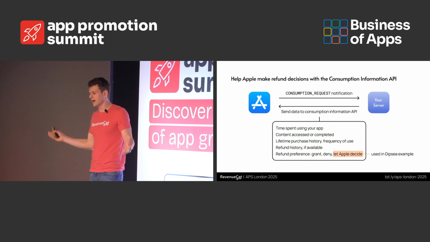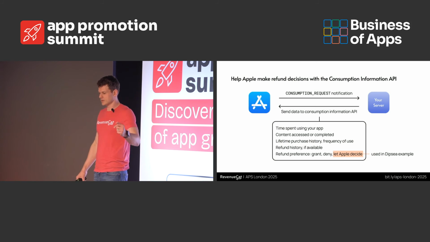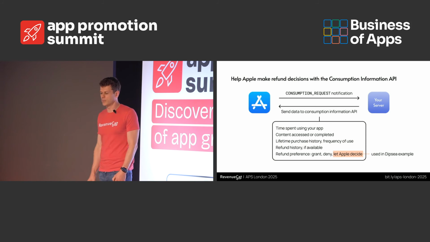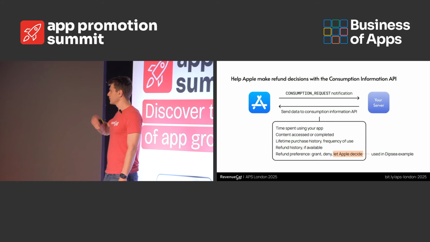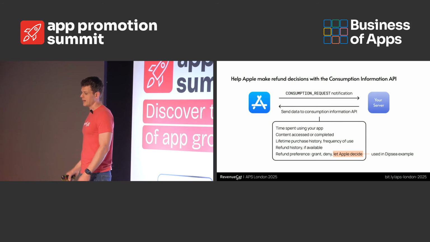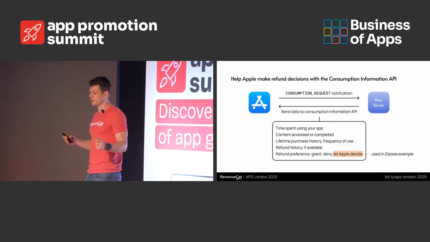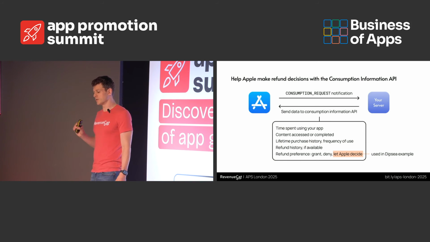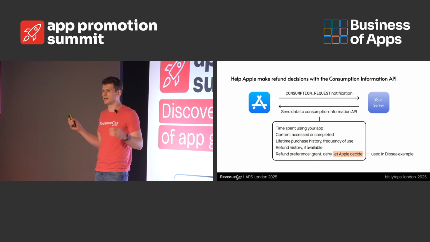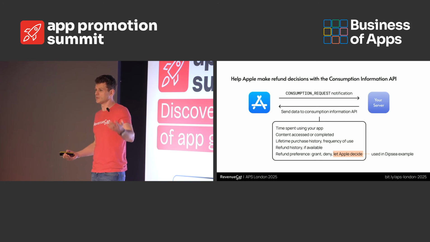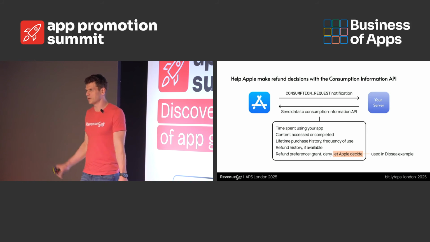And if you're using RevenueCat, we make that super easy. That's just a checkbox in the dashboard, but you can also do that yourself if you have your own purchase infrastructure. Basically, the kind of information that you send there is how much time this customer spent using your app, did they access or complete any content, what is the lifetime purchase history and refund history, and lastly, also a refund preference. Basically, you can tell Apple, I would prefer that you grant, or I would prefer that you deny this refund, or you just make up your mind, Apple.